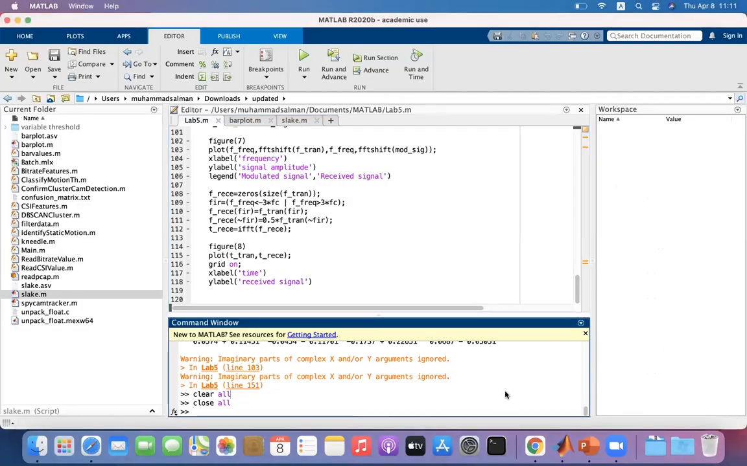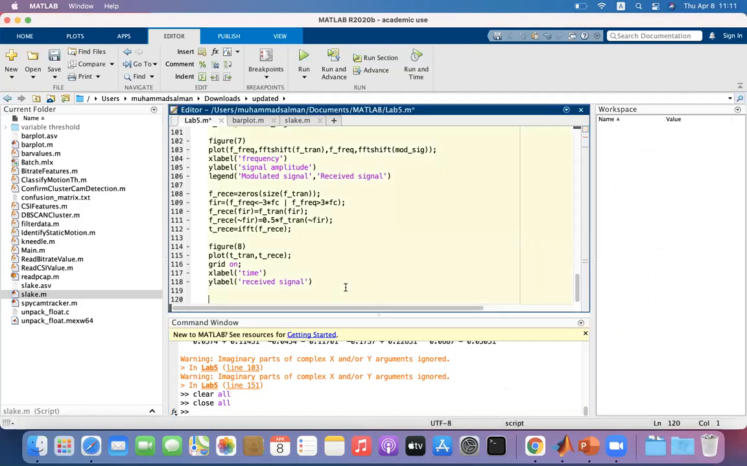So I hope you can see my screen, right? Can you see my screen?